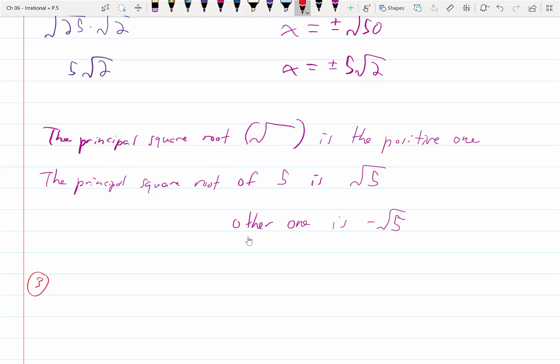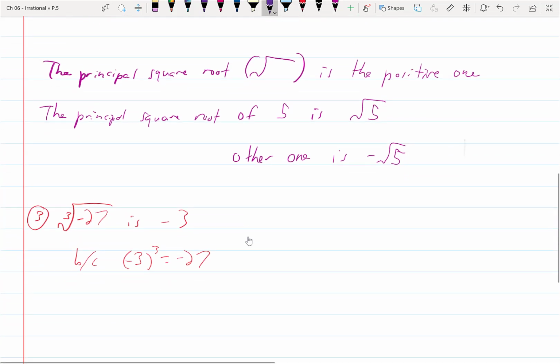Now, when it's used with a negative and with an odd index, like the cubed root of negative 27, the cubed root of negative 27 is negative 3. That just means the principal cubed root, which is just, again, a negative 3. It's a simplistic one to do a cubed root. And this is because negative 3 cubed is negative 27.